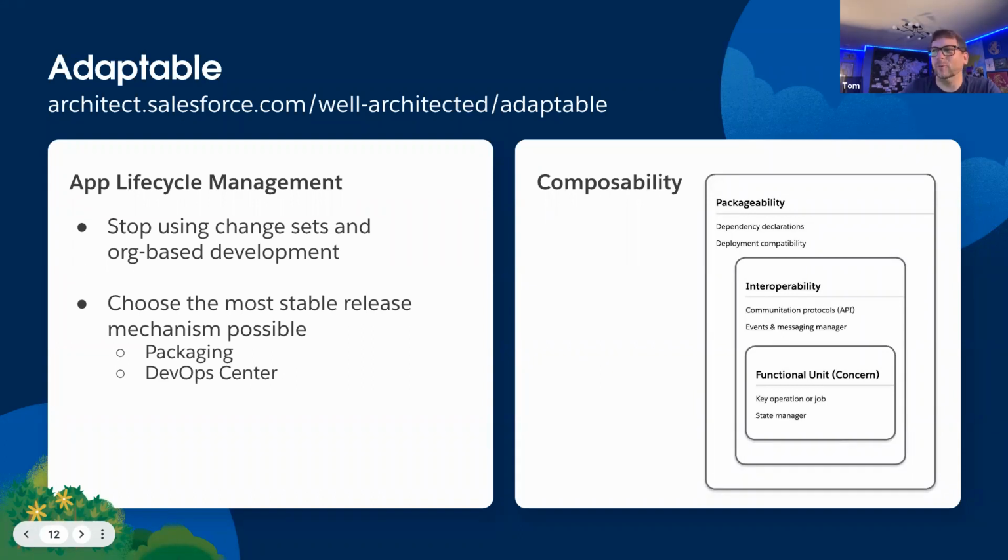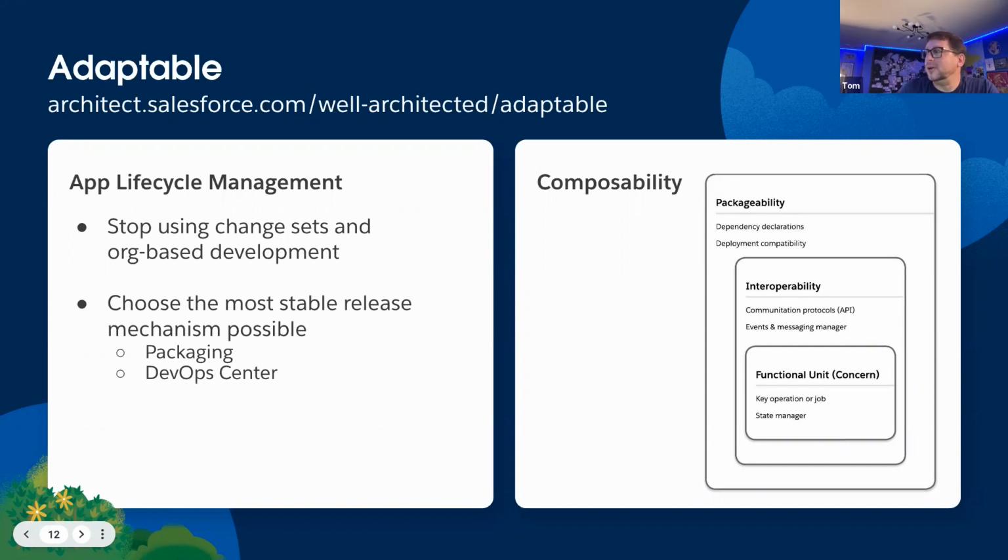And one of the things that we're really recommending is, instead of org-based development, you should be using a source code repository. So, make sure that you're storing your changes in GitHub or a central location like that, as opposed to just in sandbox orgs.